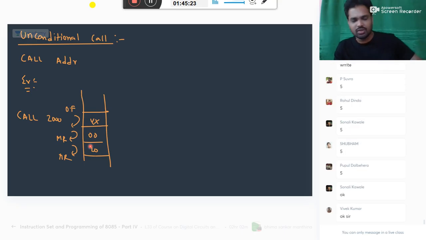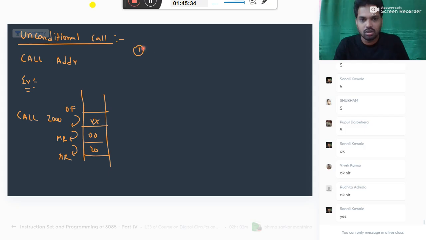So here, no need to remember about 5, you just remember CALL address, that's all. Just know what it is doing, then you can understand. So I will show you the sequence. First opcode fetch, then the stack pointer is decremented by 1.